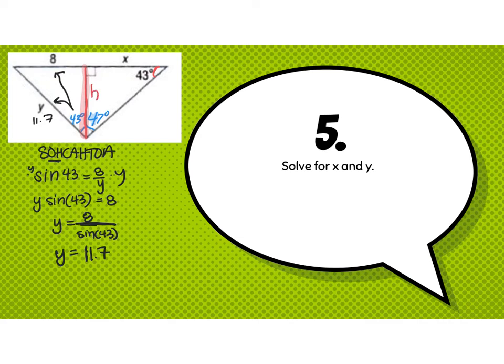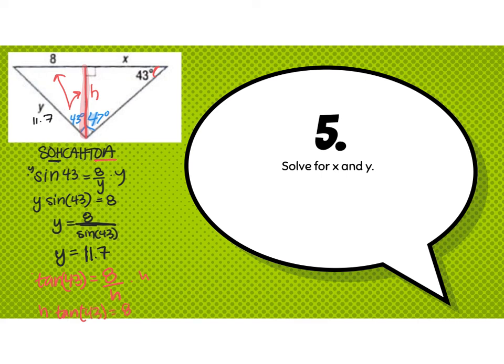And as I look at it, using my angle of 43, I have opposite and I have adjacent. So again, we're back to tangent. Tangent of 43 equals the opposite over the adjacent. Multiply both sides by h. We get h times tangent 43 equals 8.